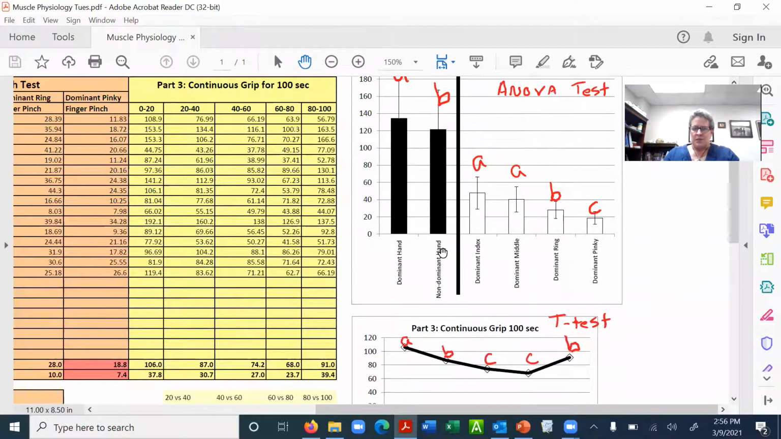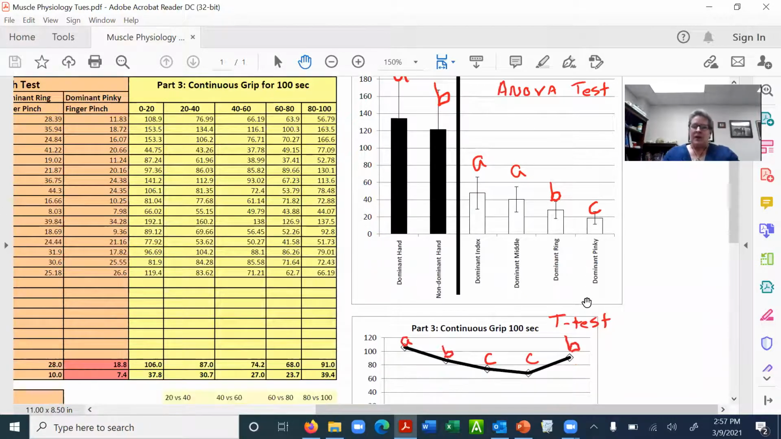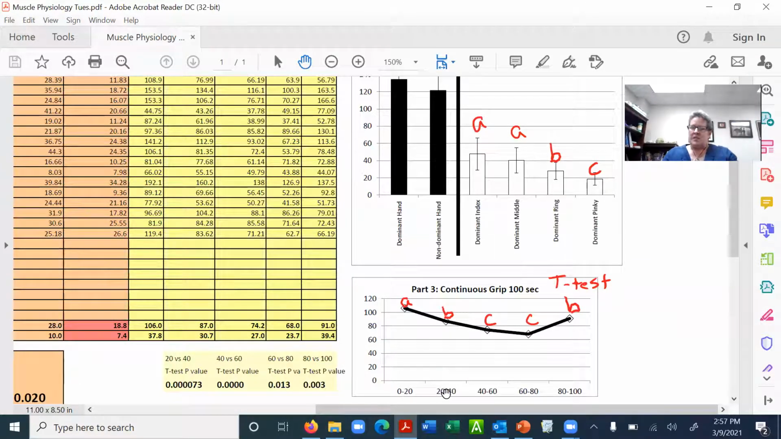So for the dominant versus the non-dominant hand, the t-test was significant, so the different letters indicate significantly different means. For the ANOVA test, I found that the index and the middle finger were equally strong. The ring finger was a little weaker, and then the pinky finger was weakest of all. Now, interestingly, when I did the ANOVA on the intervals, I found that force went down pretty consistently from the 0 to 20, and then the 20 to 40, and then it went down again 40 to 60.